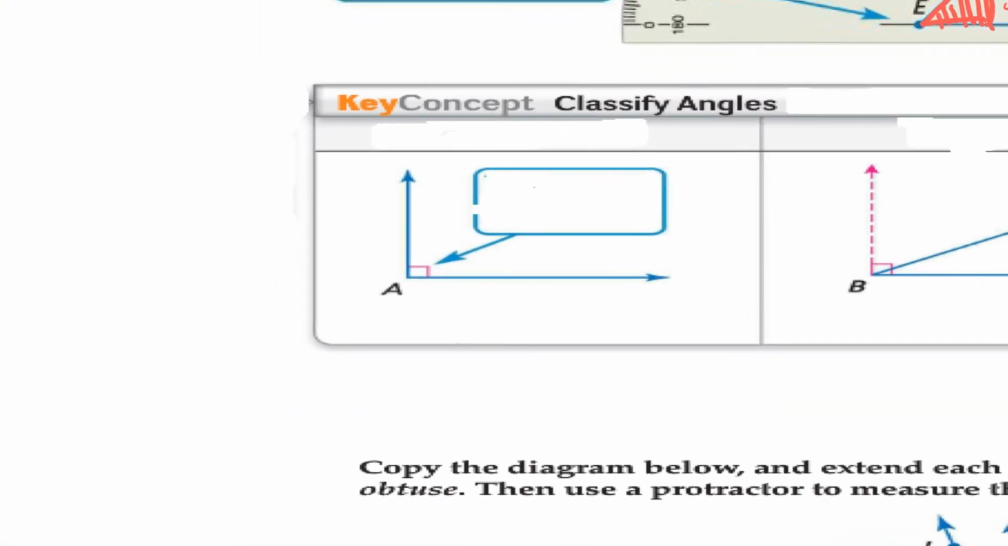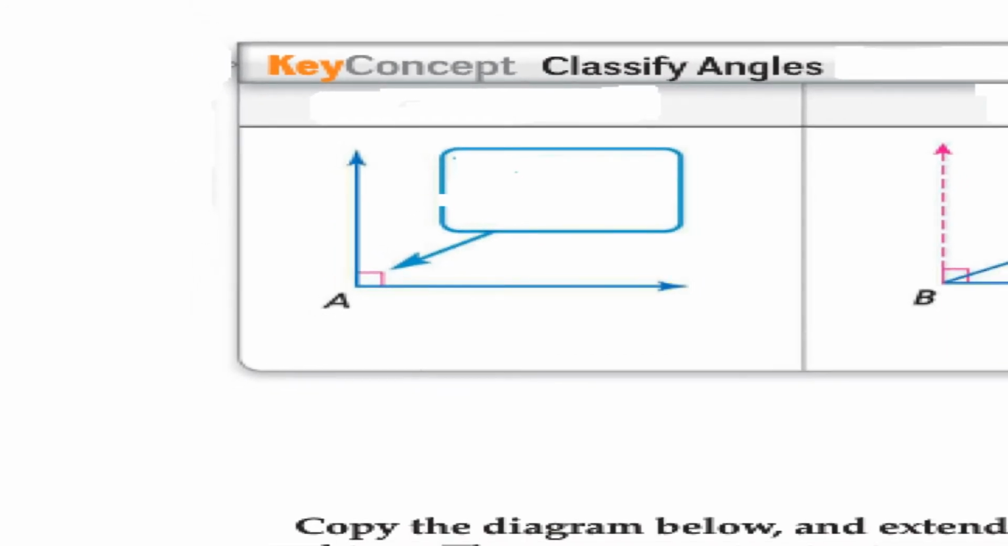Okay, this angle right here, what type of angle is this? Right. This is a right angle. It's got this little mark on it right here. That means it's a right angle. So how big is that angle? It is exactly 90 degrees. It's not 90.1 or 89.9. It's exactly 90.